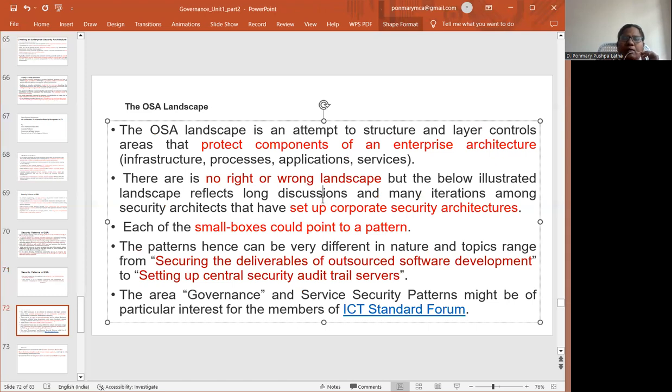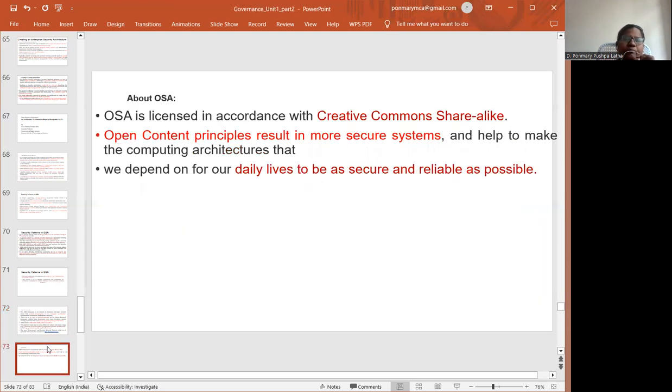So the OSA landscape protects the components. Every component of the module has been protected. So it provides a corporate security architecture, and it gives the patterns. Even when we outsource some project, the security is still maintained.